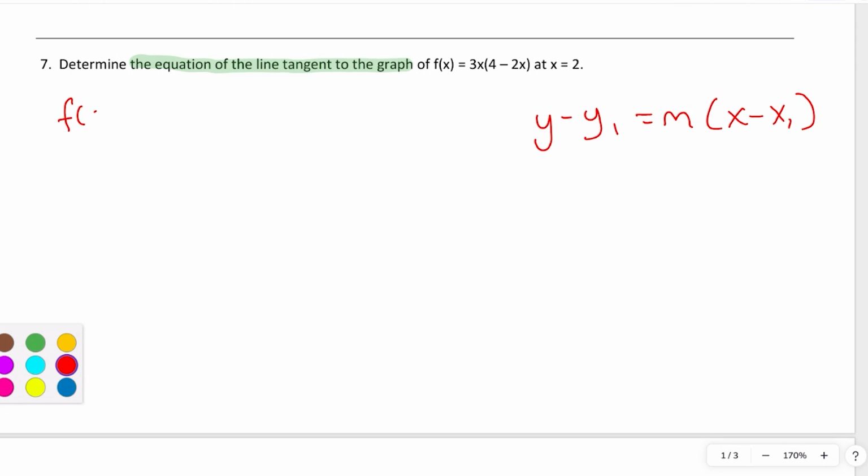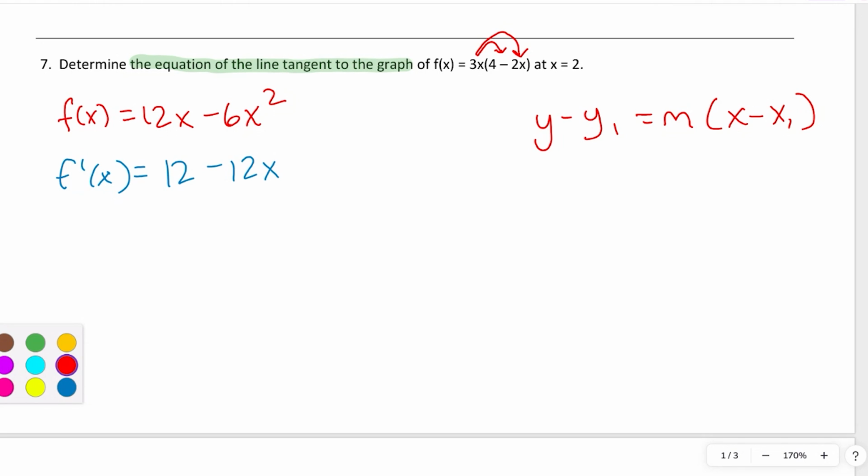So f of x, after we distribute, not distribute the f of x in, distribute the 3x. Let's try that again. There we go. Is going to be 12x minus 6x squared. So our derivative is going to be 12 minus 12x.